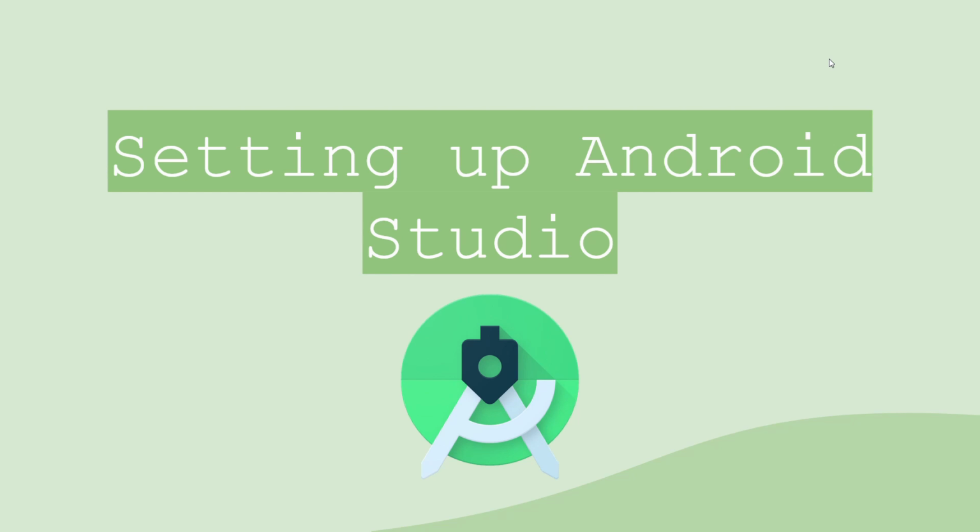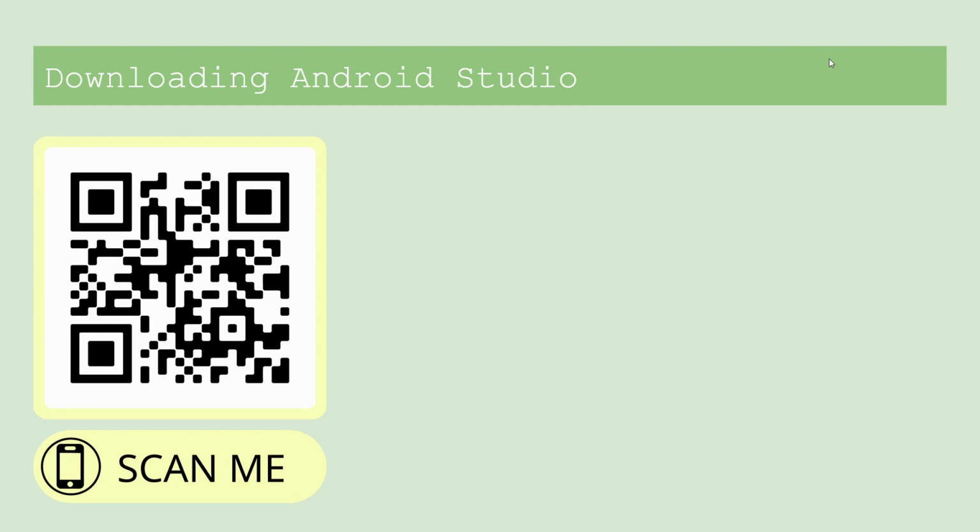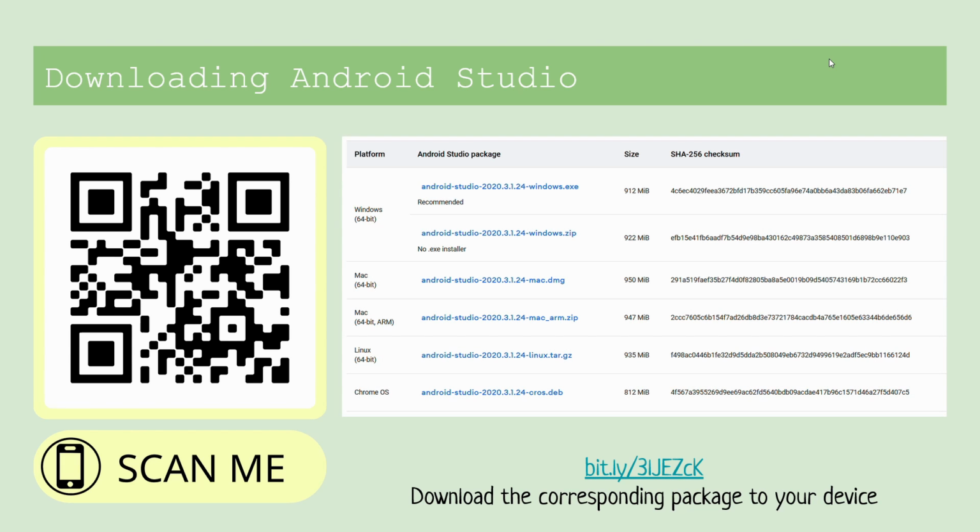Setting up Android Studio. So to program Android applications, we will need to install and set up Android Studio. Scan this QR code or type in that link into your browser and it'll take you to a page that sort of looks like the screenshot that I have here. Make sure that you download the corresponding package to your device. So if you have a Windows, download the recommended Windows version. And if you have a Mac, download that version, and so on and so forth.